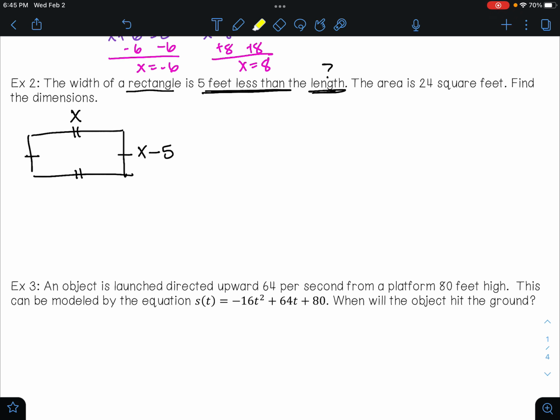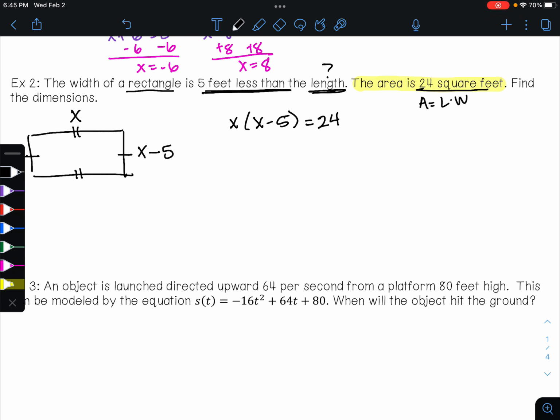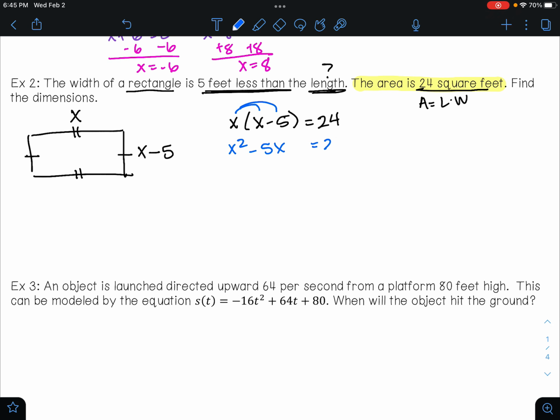The next part says the area is 24 square feet. Now we know that the area of a rectangle is length times width. So in this problem, that's going to be x times x minus 5, my length times my width. And that's going to equal my total area of 24 square feet. The first thing I need to do with this equation is I need to distribute. X times x is x squared. X times negative 5 is negative 5x. So now I have x squared minus 5x equals 24.